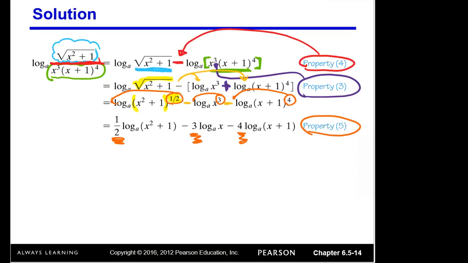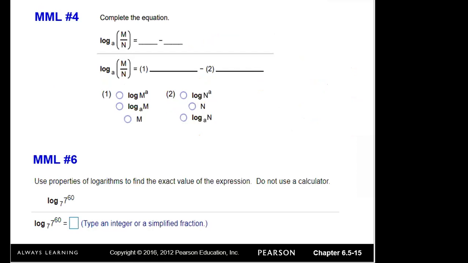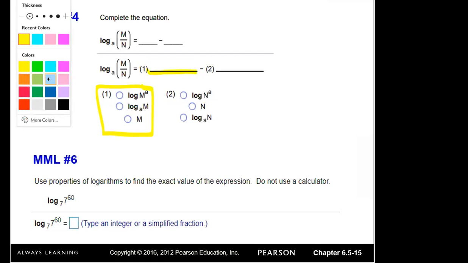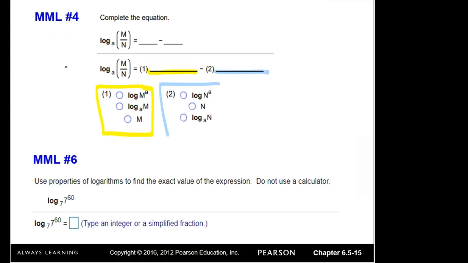Okay, and I've got quite a few MyMathLab examples on this one. For MyMathLab number four, I took a screenshot of my printed out version because when I was in MyMathLab, it wouldn't let me hit both drop down boxes at the same time, so you can see what they both had. But these are drop down boxes. So for this one here, which is number one, these are your choices. And for number two here, these will be your drop down box choices.